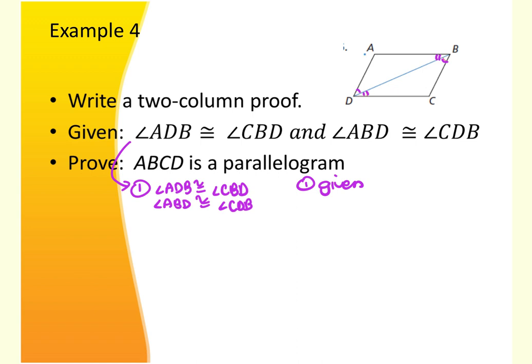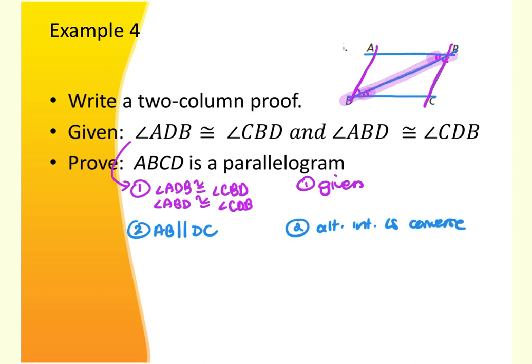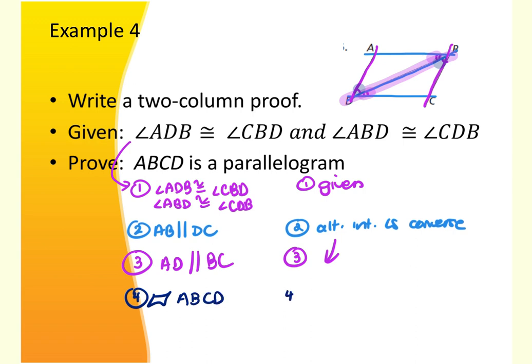If I have two lines here and this transversal and this angle is congruent to this angle, then I can say AB is parallel to DC, and that's the alternate interior angles converse. And then if I use these sides and this transversal and this angle are congruent, then I can say AD is parallel to BC. Same reason, alternate interior angles converse. And if both pairs of opposite sides are parallel, then ABCD is a parallelogram. And my reason is the definition of parallelogram.